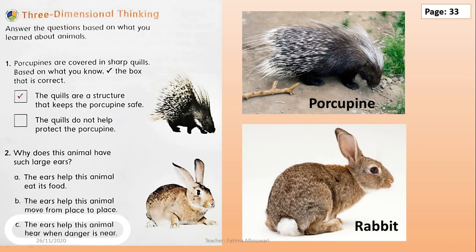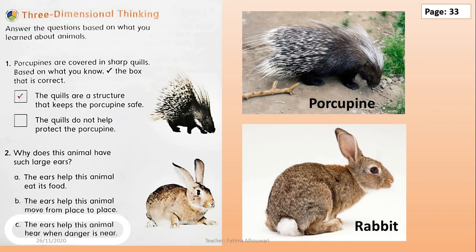Let's see this animal. You know this one. It's a rabbit. Look at these ears of the rabbit. They are so large. Why do you think that, grade 1? So large and so long. Why do you think that?